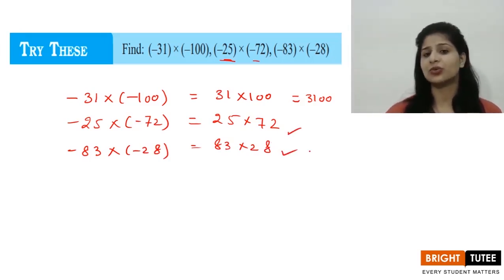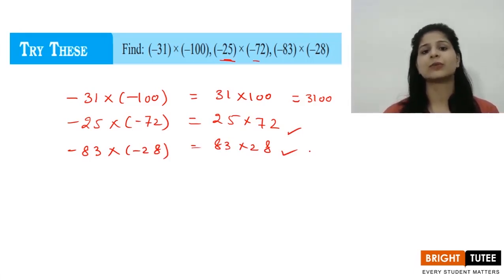That's it, that is all you need to do when you multiply two negative integers. The most important thing is to take care here. The answer is always going to be a positive integer.